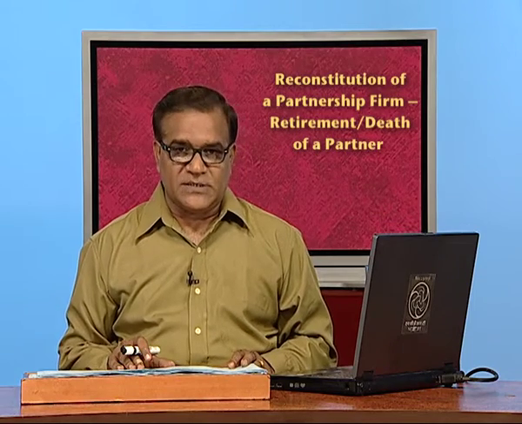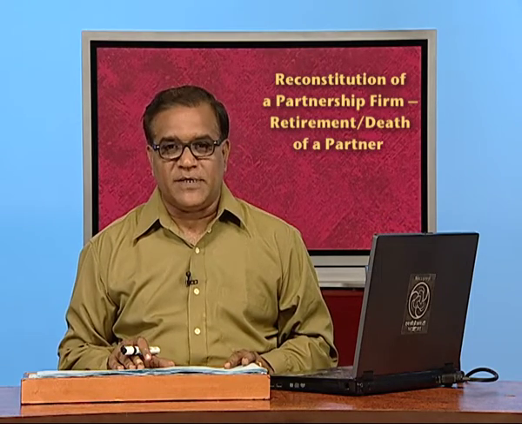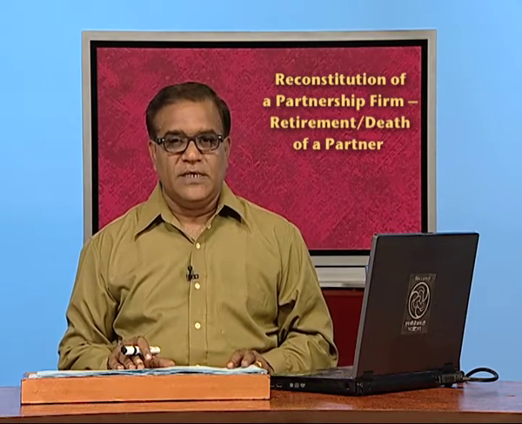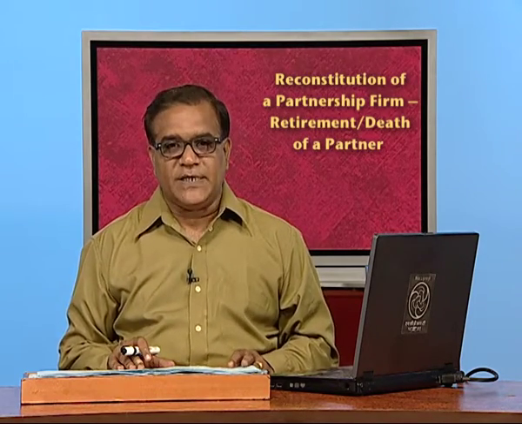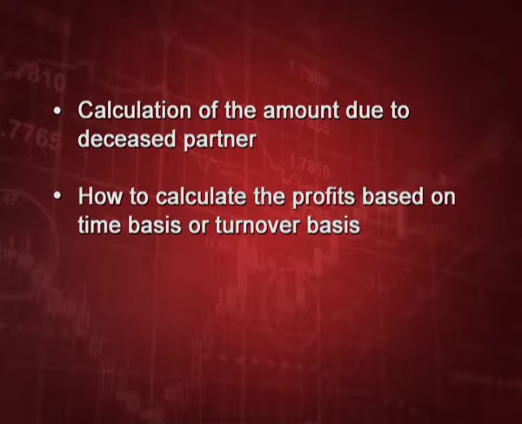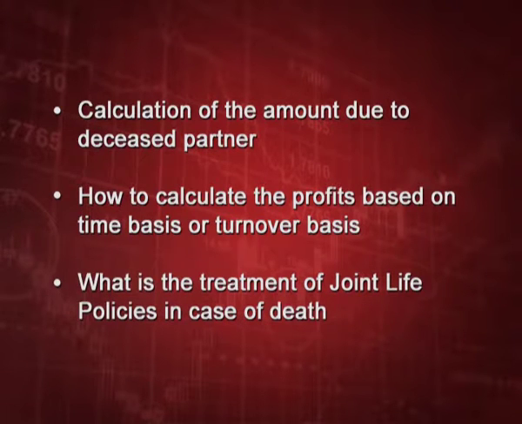Continuing from the last class where we ended with retirement, today we will be concentrating on death of a partner. In this chapter we will be studying calculation of the amount due to the deceased partner, how to calculate the profits based on time basis or turnover basis, and then what is the treatment of joint life policies in case of death, and then we will be completing with one full question on retirement.